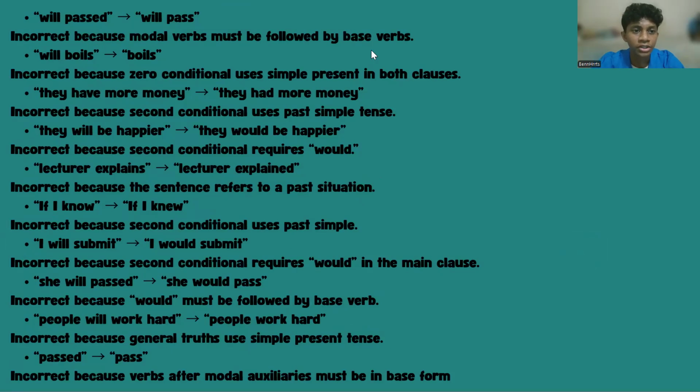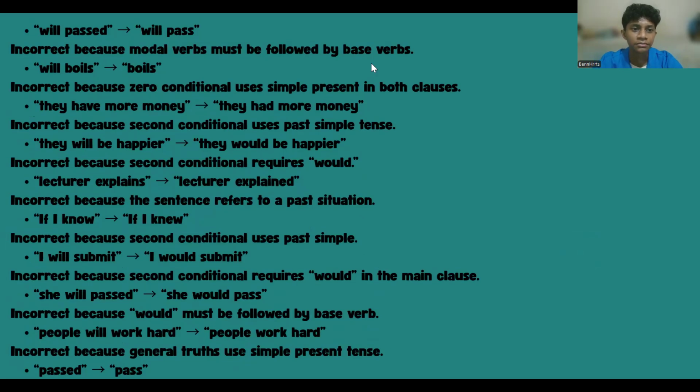"Will passes" to "will pass," incorrect because modal verbs must be followed by base verbs. "Will boils" to "boils," incorrect because zero conditional uses simple present in both clauses. "They have more money" to "they had more money," incorrect because second conditional uses past simple tense.